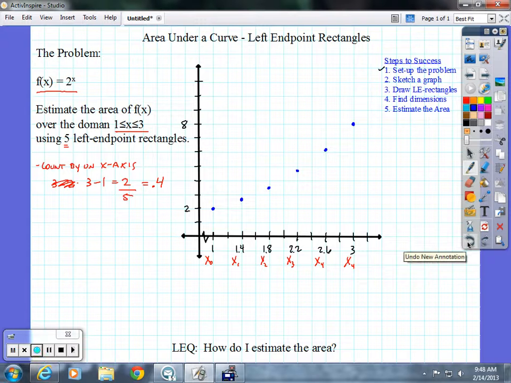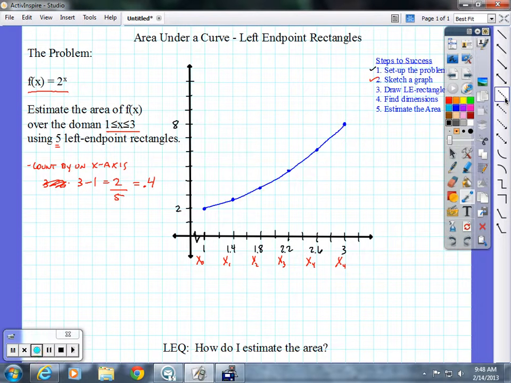Okay, so sketch the graph. We have the graph sketched. We plot all of our points. We're going to need those y values later to determine the area, but we're ready to go now. Next step there would be to draw the left endpoint rectangles. Again, you can draw those however you'd like, but we want to go ahead and draw those rectangles in. So we're going to drop vertical lines down at each of our widths that we already predetermined and put on the graph.